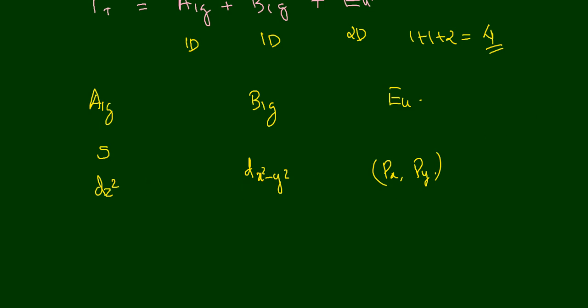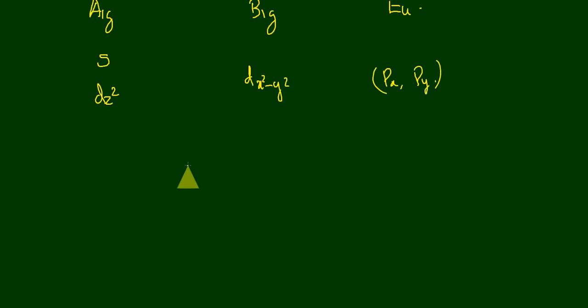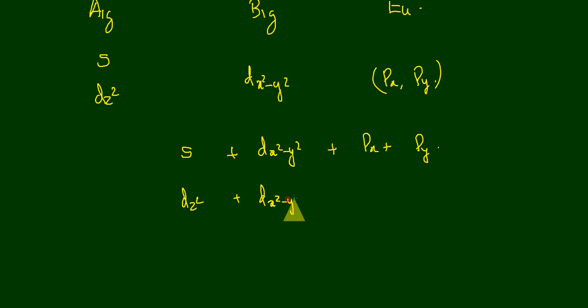So your combinations are the possibilities. The first possibility is the s orbital plus dx square minus y square plus Px plus Py. This is one combination. And the next combination is, in place of s you have dz square, and the other orbitals are compulsory, that is dx square minus y square plus Px plus Py. These are the two combinations. So we can check what the possible combinations are.